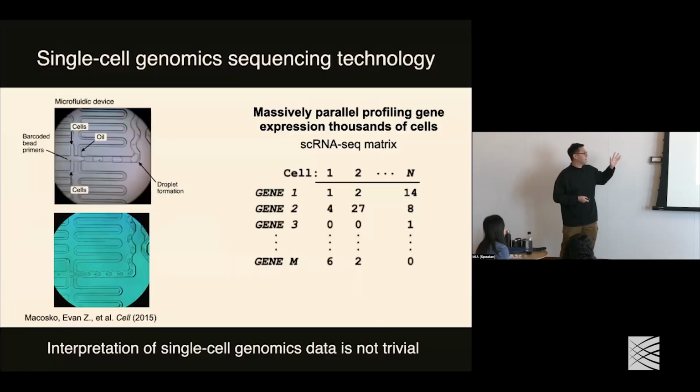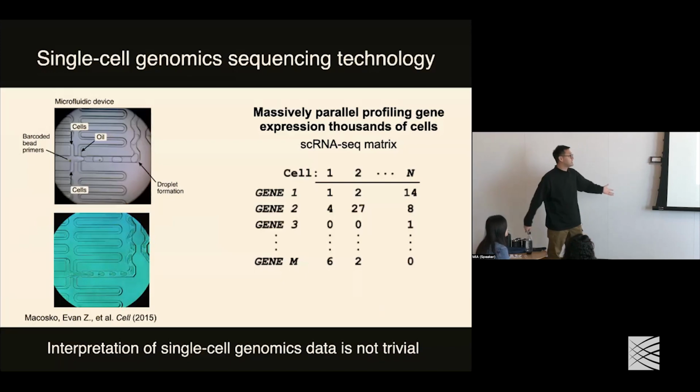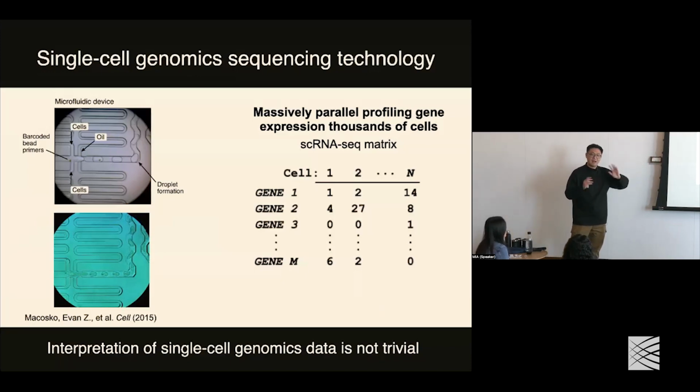Okay, let's go to the topic today: single-cell genomic sequencing. As we all know, single-cell RNA-seq technology, for example Drop-seq, allows us to profile gene expression of thousands of cells in a massively parallel way. Then we get a matrix like that. Unlike conventional methods like PCR, Western blot, or even the FACS plot, which take minutes to interpret, interpreting this type of matrix is not trivial. We need specific algorithms to process this type of data.